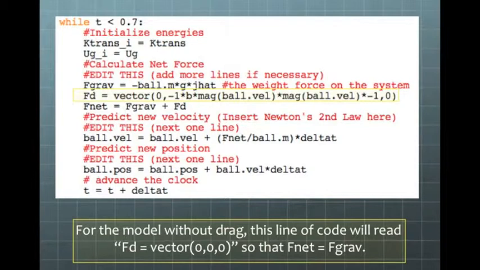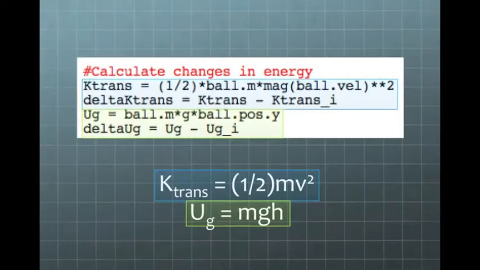Here, the force of gravity and the drag force are defined so that F net can be calculated. When the model is run without drag, F drag will be set equal to 0. Next is Newton's second law, so the new velocities can be calculated over time, followed by the position update equation. These lines of code are used to calculate K trans and the gravitational potential energy, along with delta K trans and delta gravitational potential energy, as seen earlier in the energy principle.